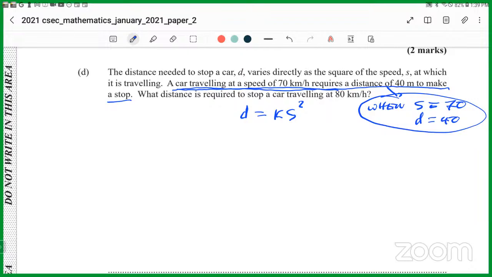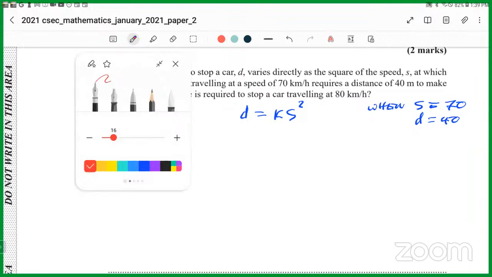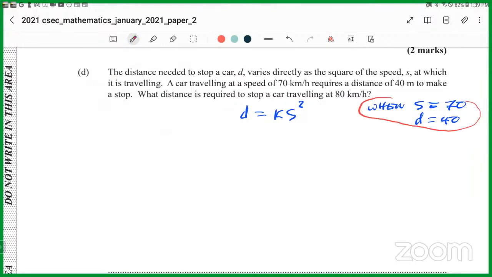What can be used to find the k value, if using the find-the-k method? A known pair of values. Those values can be put in here to find what k is. So that's a known pair of values, and this is what they give us to find k using the find k first method.